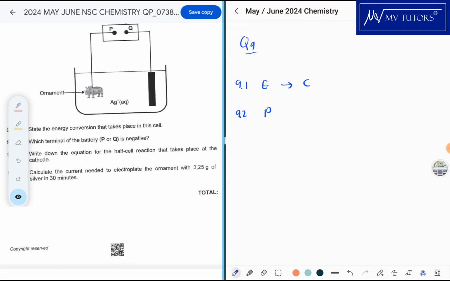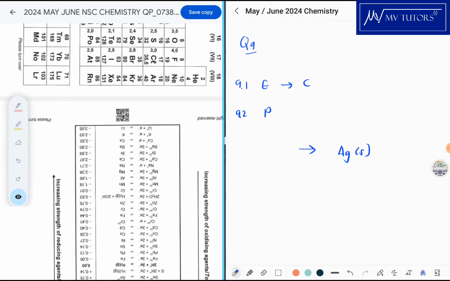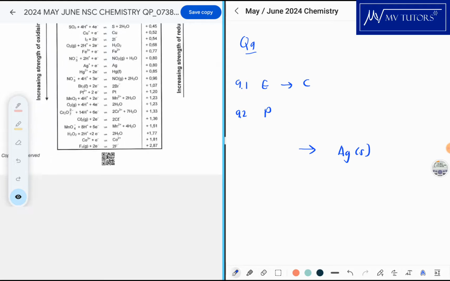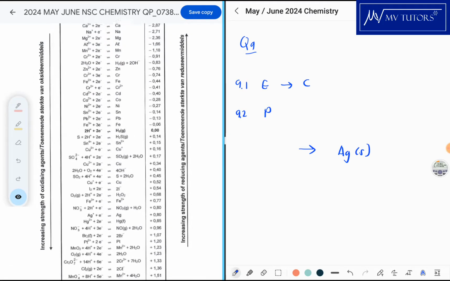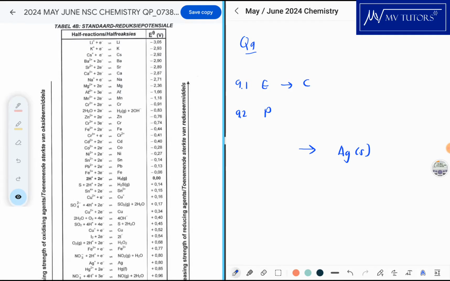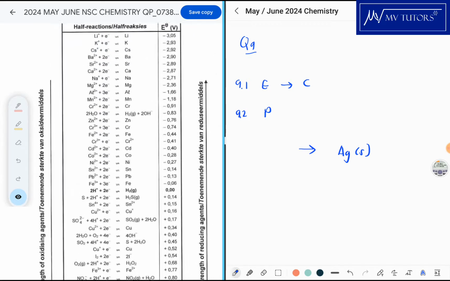So basically we are trying to get the solid silver. Let's just go to the table. We'll be looking for silver, the cathode.